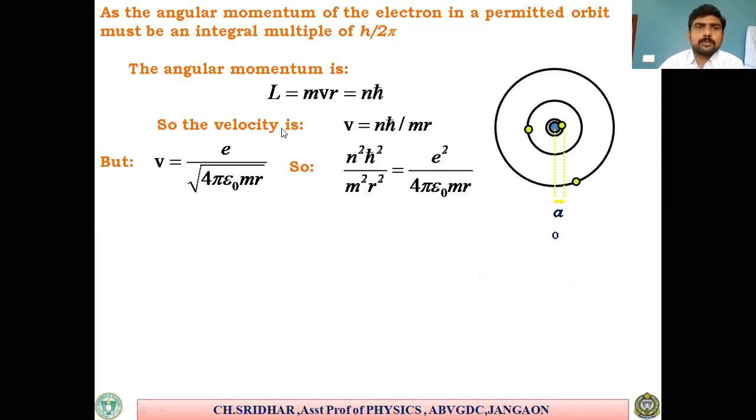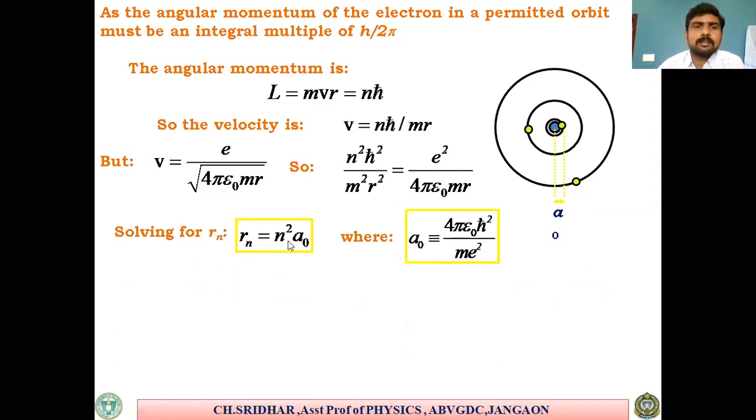This is the expression we got from the equalization of the centripetal force and electrostatic force of attraction, and this is from the quantization of orbital angular momentum. Then we have the expression for the Rn. Here there is a square and here r, so r and square will be cancelled, and we'll be left with one r here. So this r goes this side, r is equal to, so I will take the pen again.